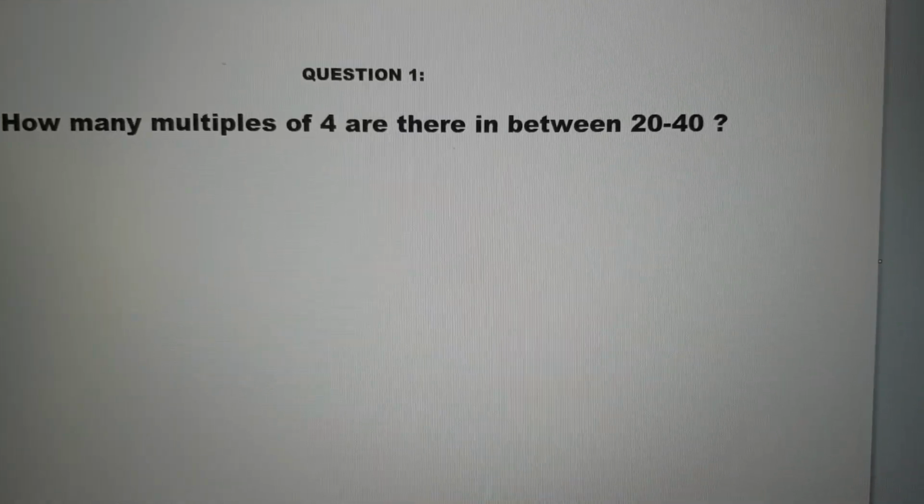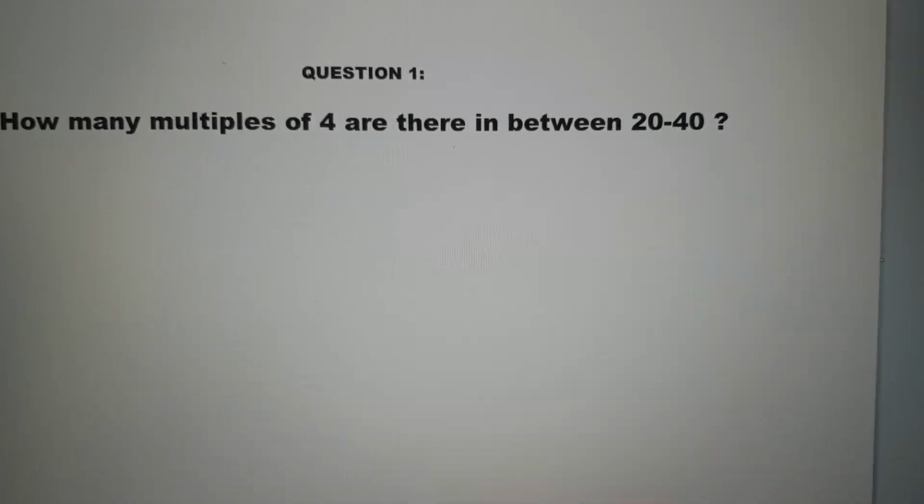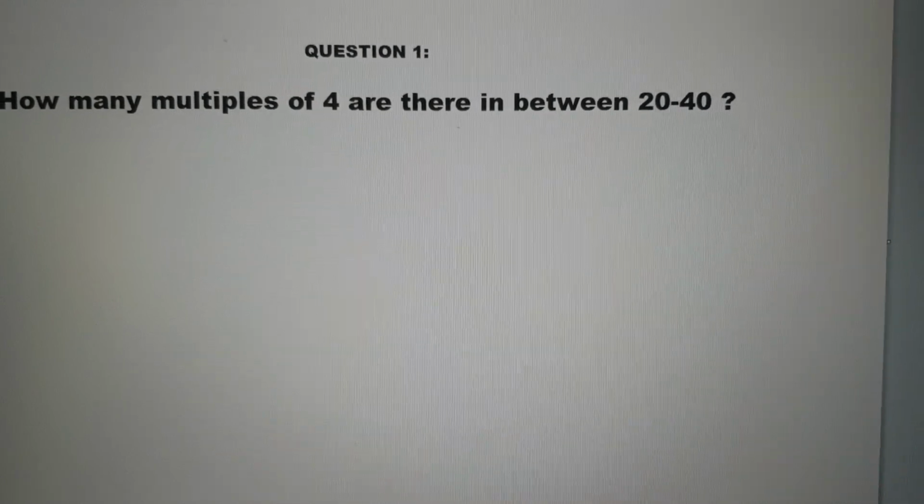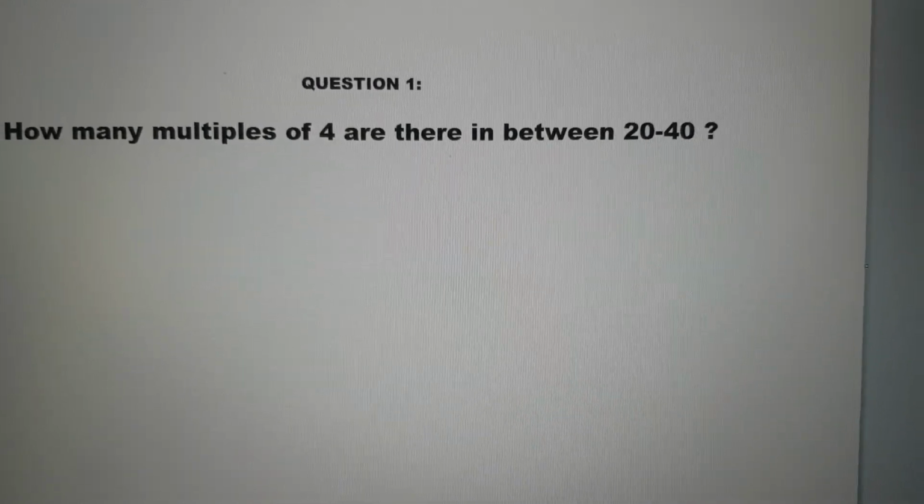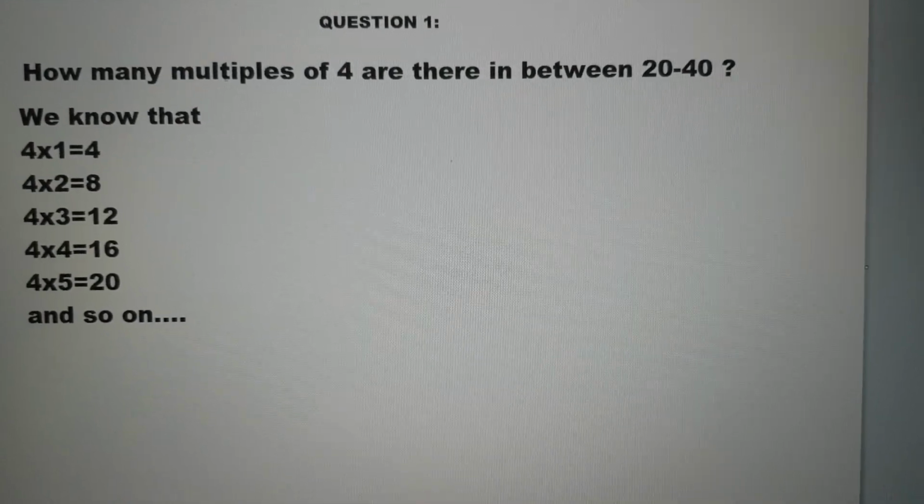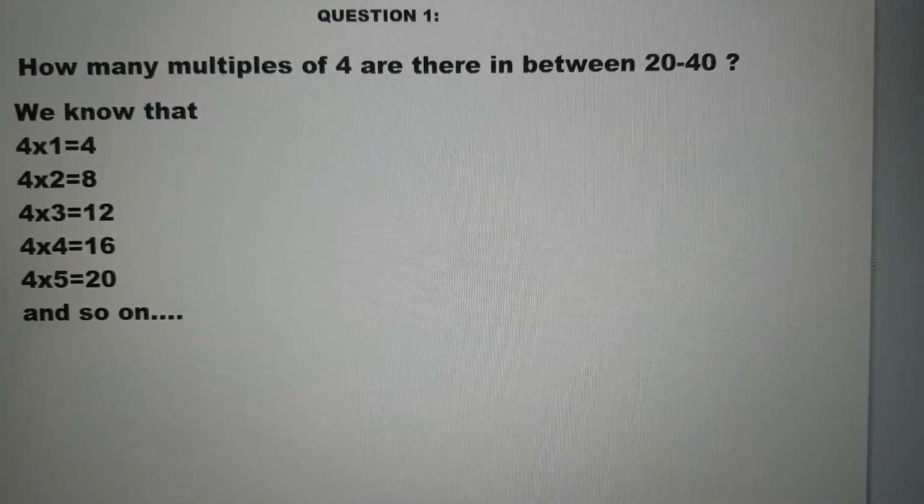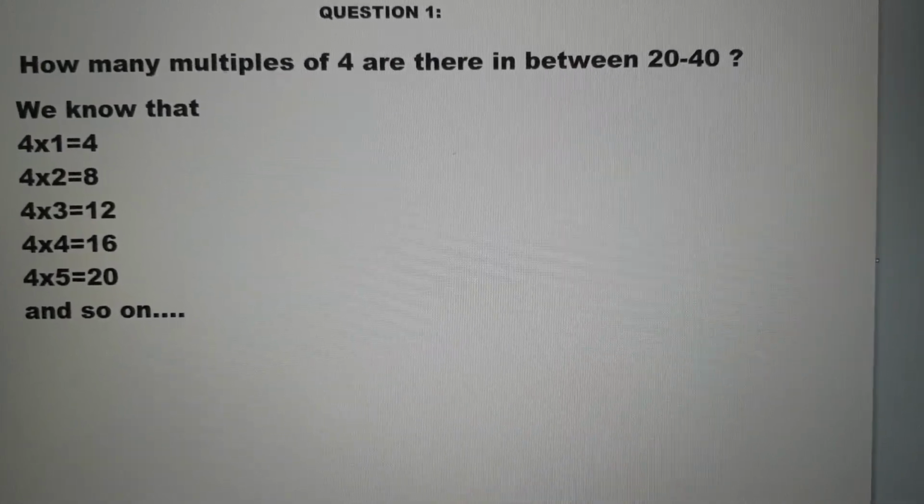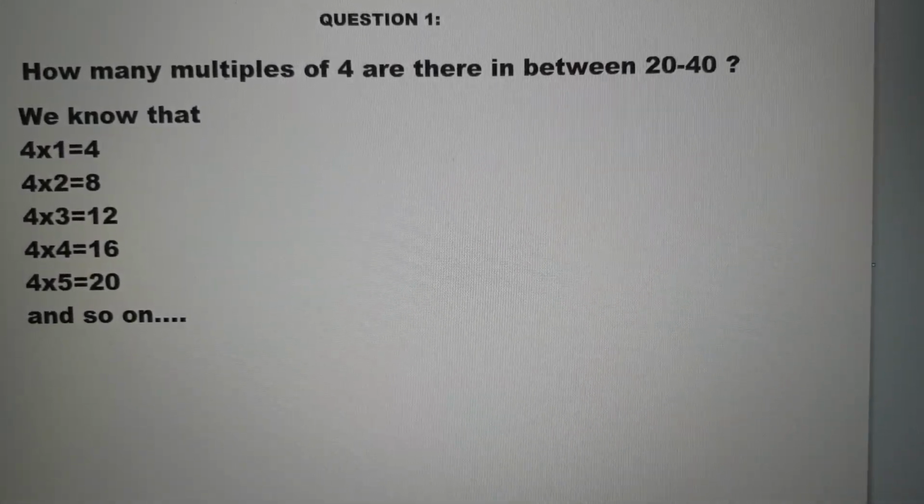So our question number 1 is, how many multiples of 4 are there in between 20 and 40? We know the table of 4, which is 4 times 1 equals 4, 4 times 2 equals 8, 4 times 3 equals 12, 4 times 4 equals 16, 4 times 5 equals 20, and so on.